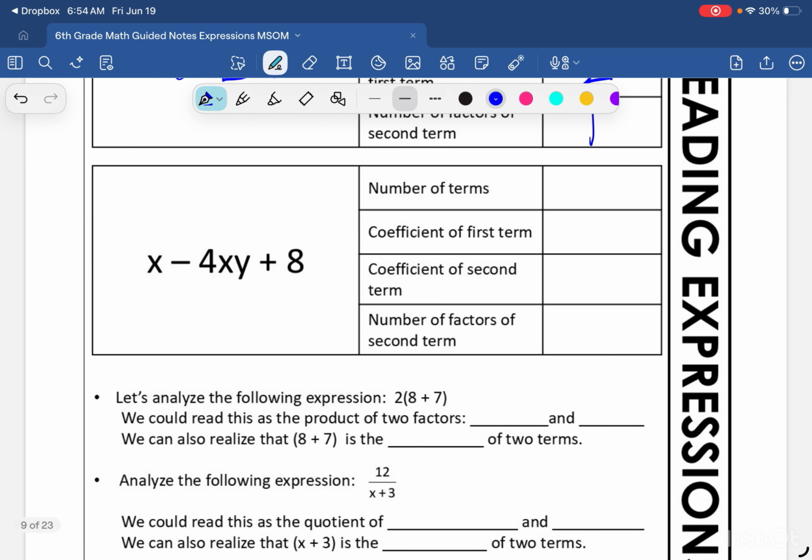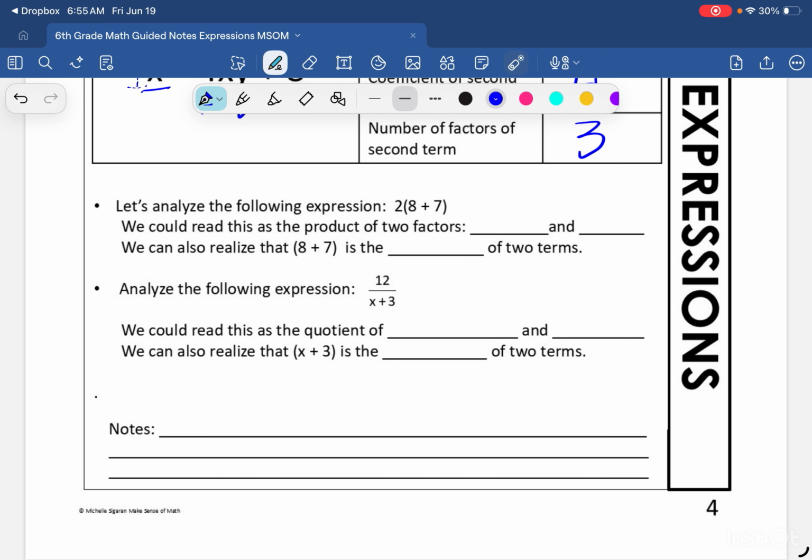Next question, number of terms. We have 1, 2, 3. Coefficient of first term. Now, if we look at the x, this is our first term. We don't see a number before the x. There is an invisible 1 there. So if there's no coefficient, it's going to be 1. Coefficient of second term is the number right there, so that is 4. Number of factors of second term, we have 1, 2, 3.